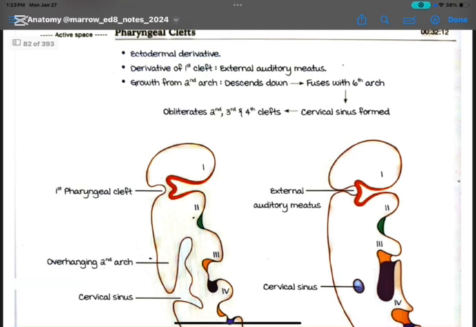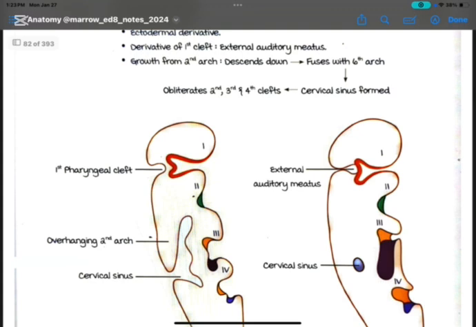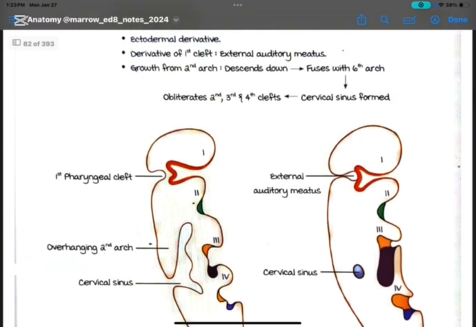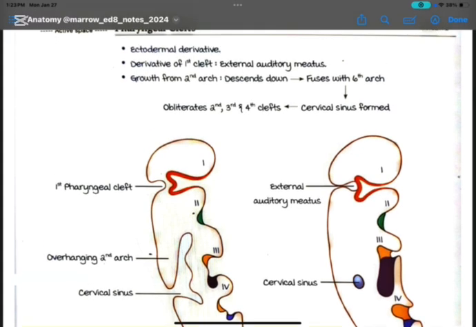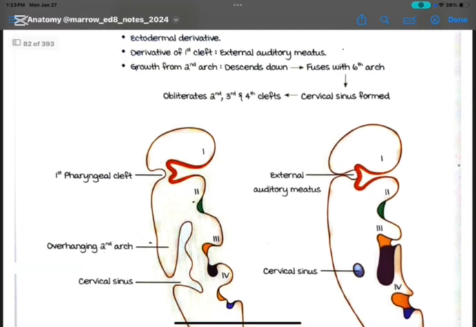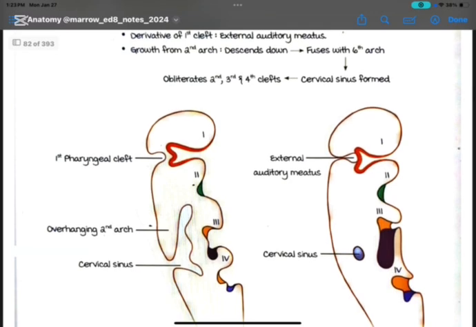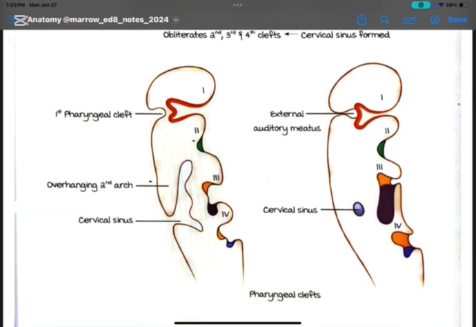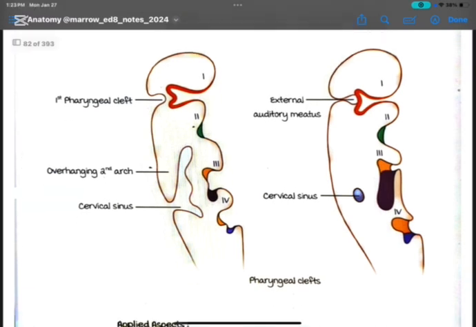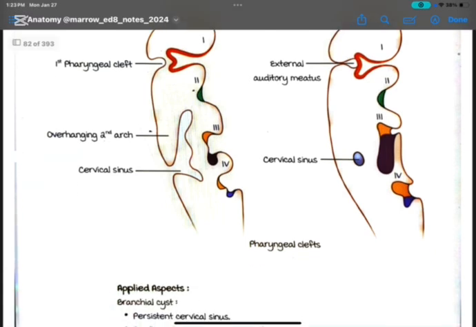Pharyngeal clefts, ectodermal derivative, derivative of first cleft, external auditory meatus. Growth from second arch, descends down, fuses with sixth arch, obliterates second, third, fourth clefts, cervical sinus formed. The first pharyngeal arch cleft gives rise to external auditory meatus. Growth from second arch goes down, meets cervical sinus, creates cervical sinus.